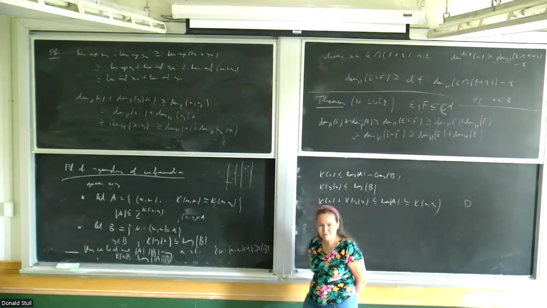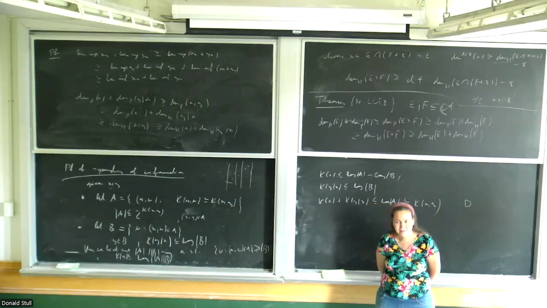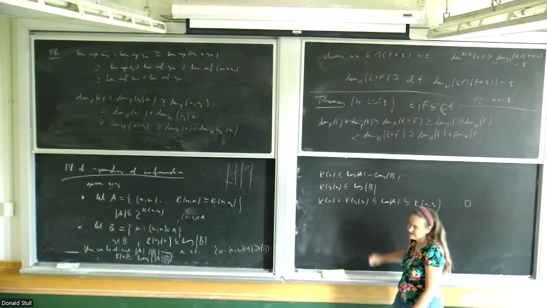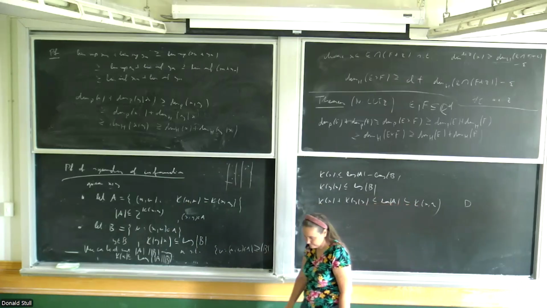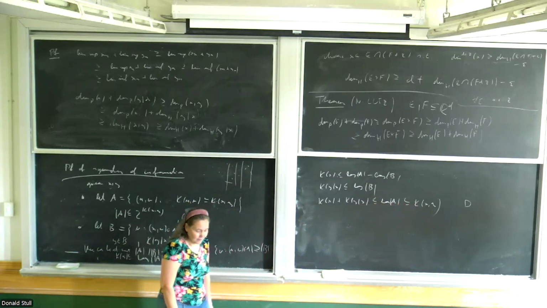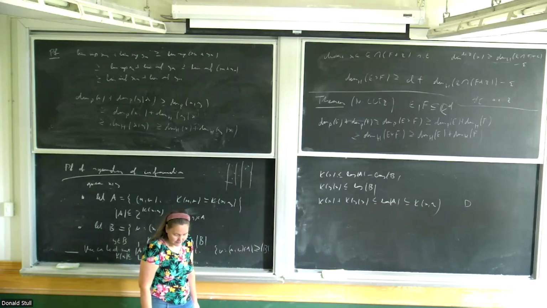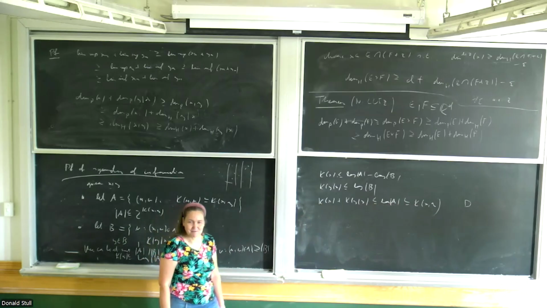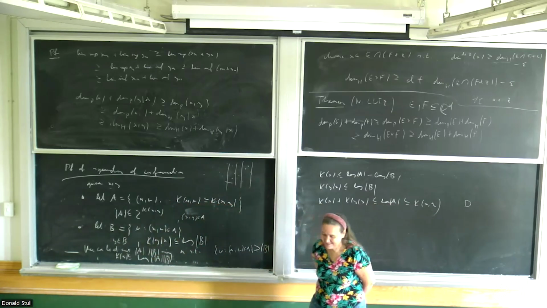You cannot have too many big vertical sections if your set is not too big. That's what symmetry of information really does. Questions? It's like Chebyshev's inequality. I call it Markov, but yes.